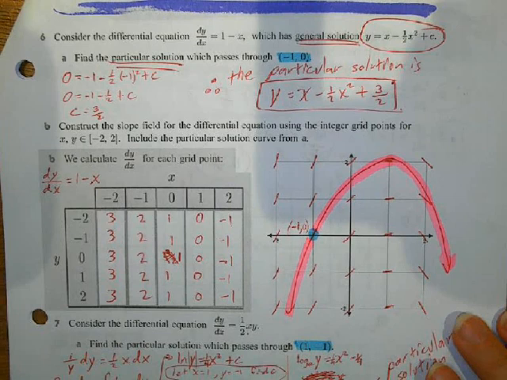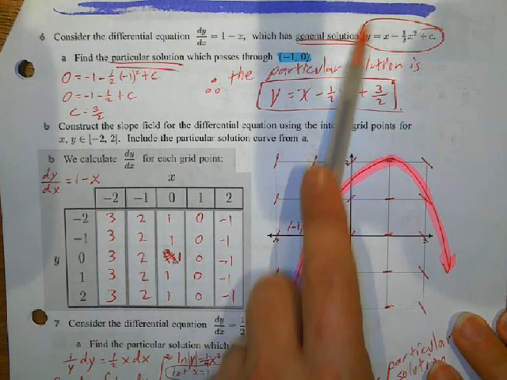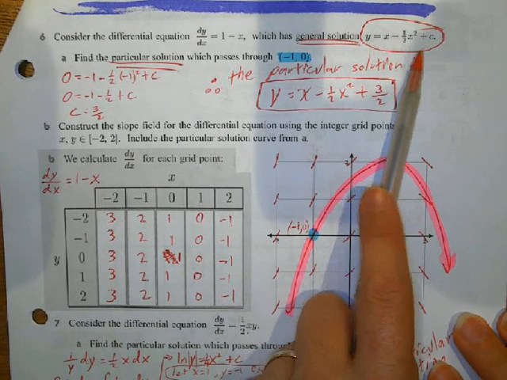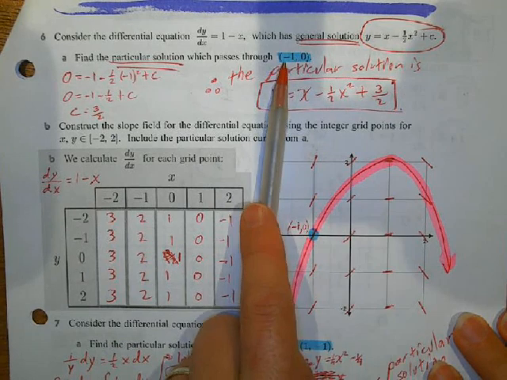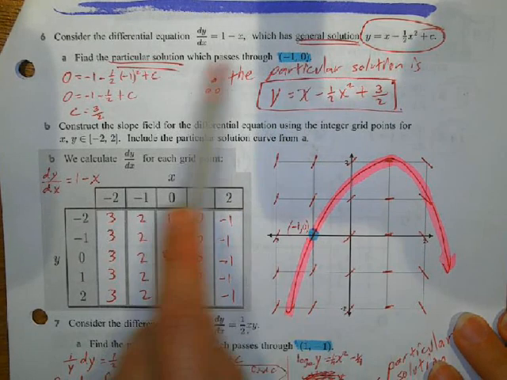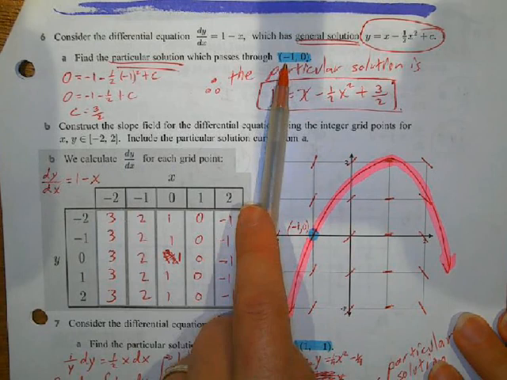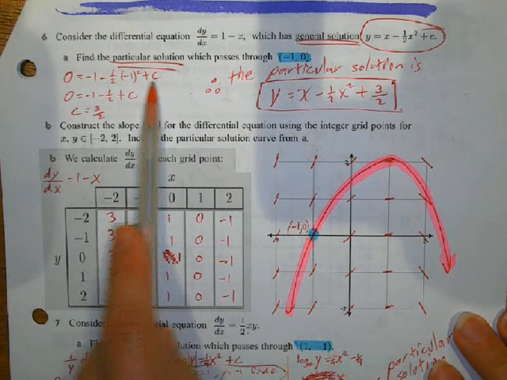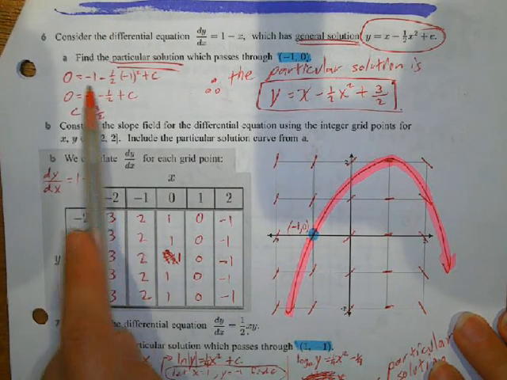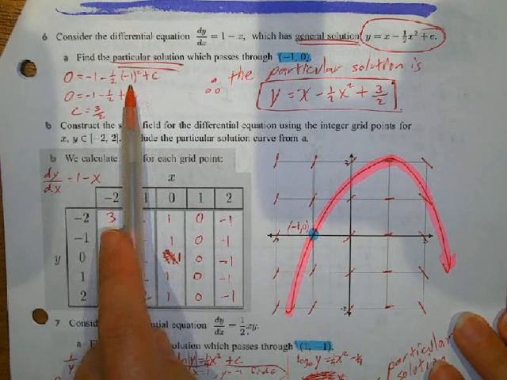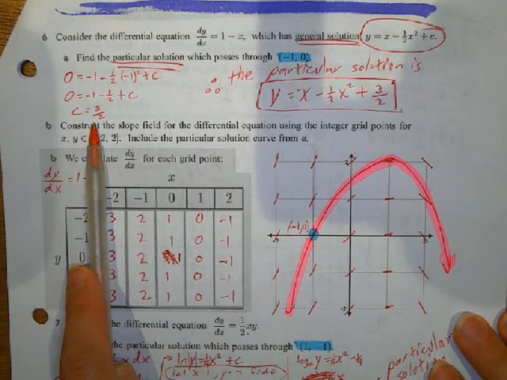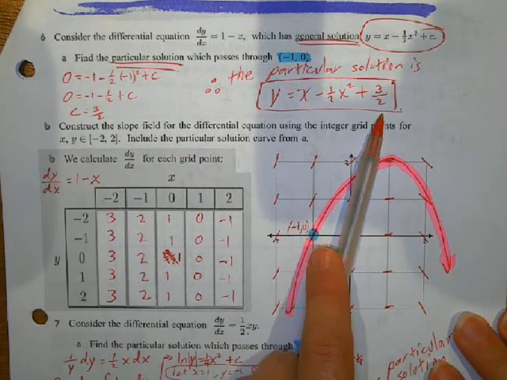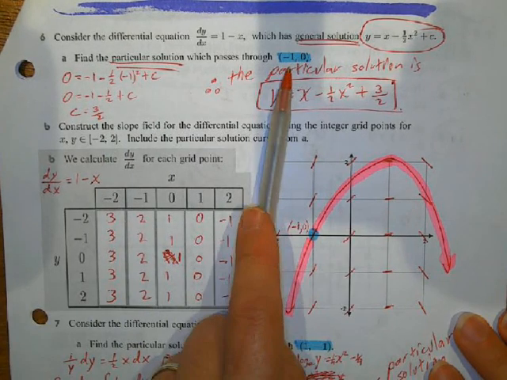Okay, so they gave us a general solution and we want to solve for C. We know x is -1 and y is 0, so we can get a particular solution through that point. So here I've taken my general solution and I replaced y with 0 and I replaced x with -1, and then I calculated my C value. Okay, and there's my particular solution that goes through that point.